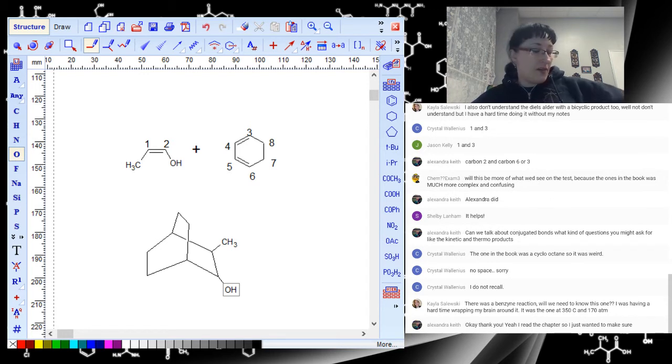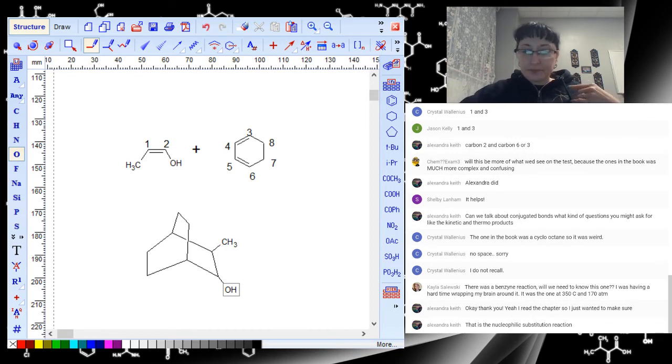Yes, Kayla. That one is actually not that bad because it's basically like an elimination reaction. Think of it as a standard elimination reaction, and then you do an addition reaction into it, essentially. So that's the nucleophilic substitution reaction. Which nucleophilic substitution reaction? Are you talking about the benzene one? Yeah, it's a nucleophilic aromatic substitution is what it's considered.